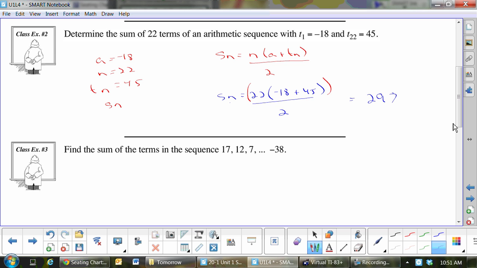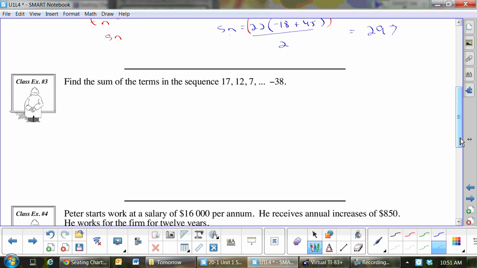So let's figure out what we have. It's kind of like if we're going to make a cake and we've got to go shopping, well, if we already have it, let's not buy it. So what do we have? What's D? Negative 5. Good. We have A, which is 17. Tn equals negative 38. So we're just good to go.